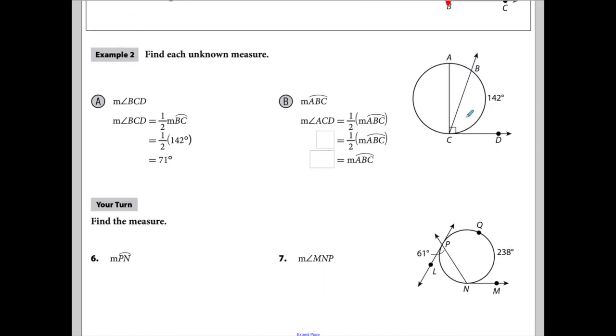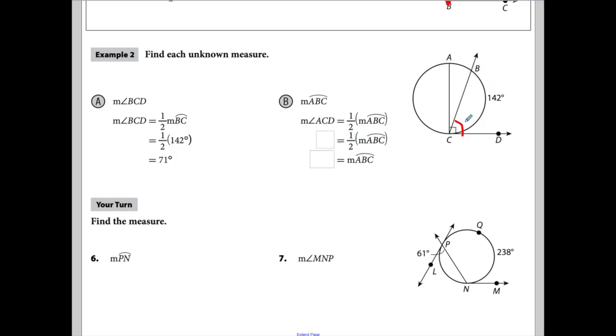So here's an example of how this works. If I want to find the measurement of BCD, what I know is that if this arc is 142, this piece has to be half the arc. So it has to be 71.